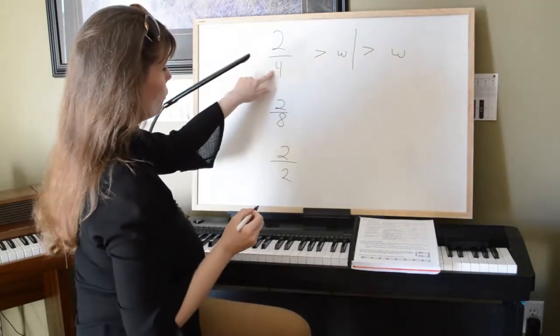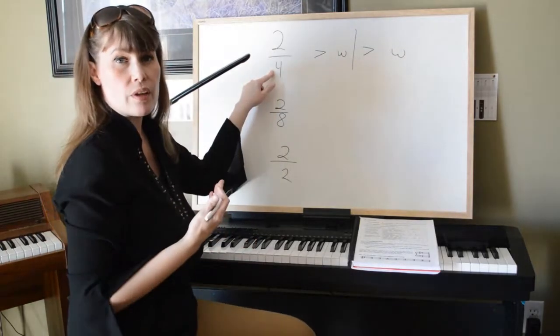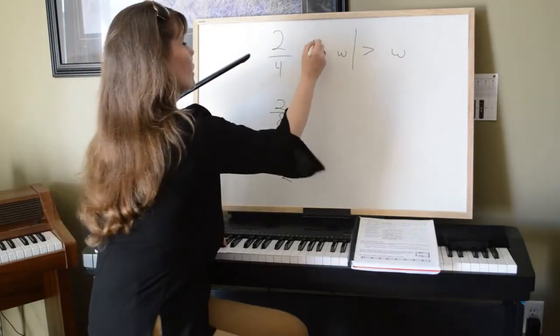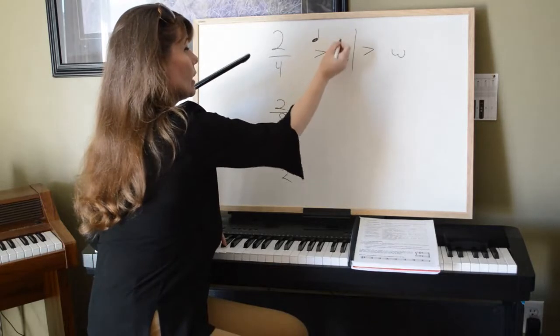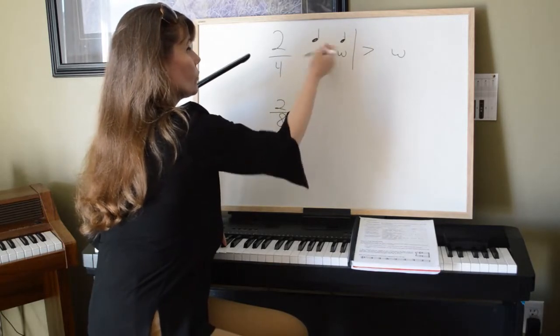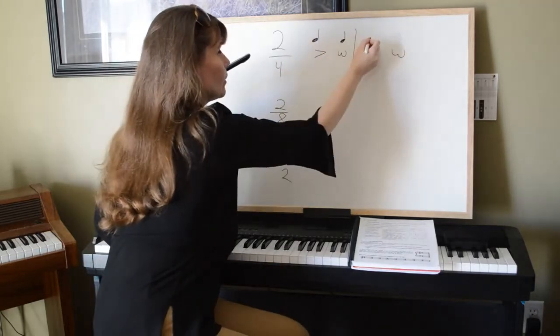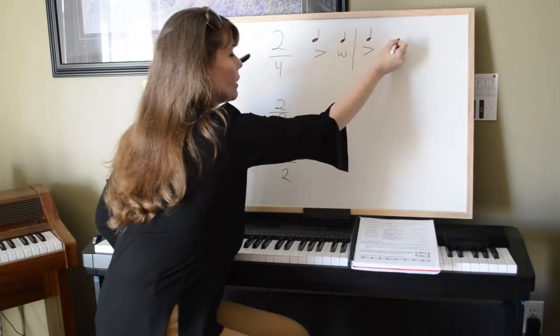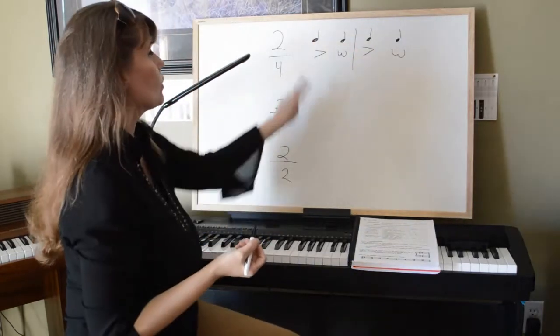So if it's 2-4 time, the quarter note gets the main beat. So if it was notated for the quarter note having the beat, we'll just keep it simple today, and I'll use quarter notes so you hear strong, weak.